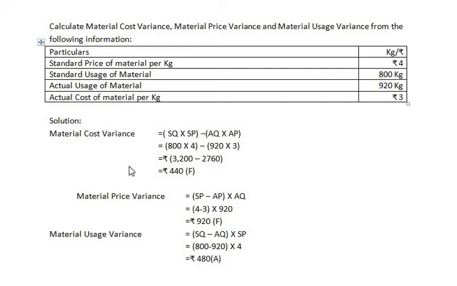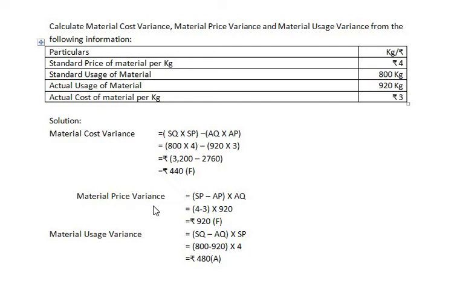Now if you look at the solution, first of all, the material cost variance. The formula for material cost variance is standard quantity into standard price minus actual quantity into actual price. So the standard quantity is 800, the standard price is ₹4, the actual quantity is 920, and the actual price is ₹3. So we have here 440 favorable. It means that the standard cost of actual output is greater than the actual cost, so this will be favorable. So the material cost variance is ₹440 favorable.